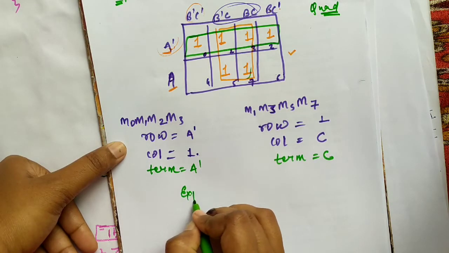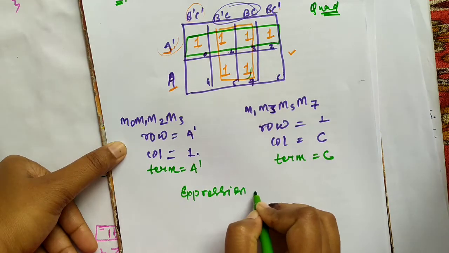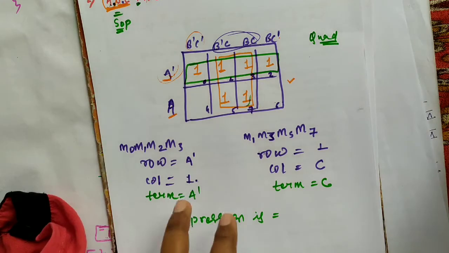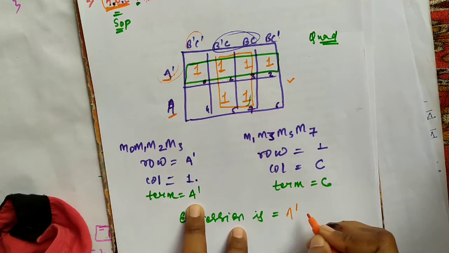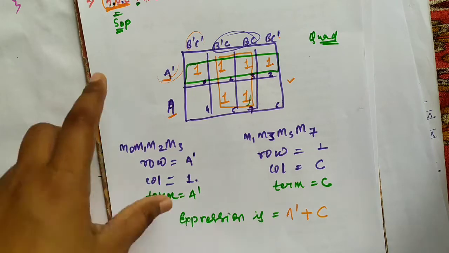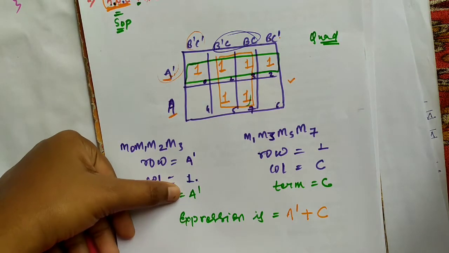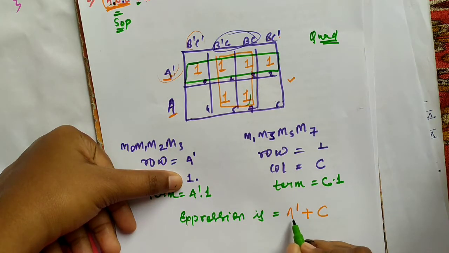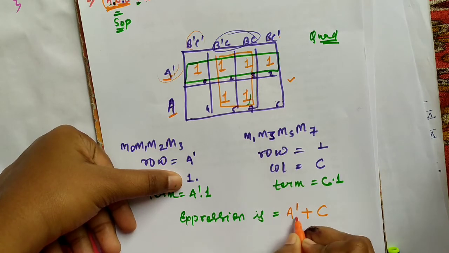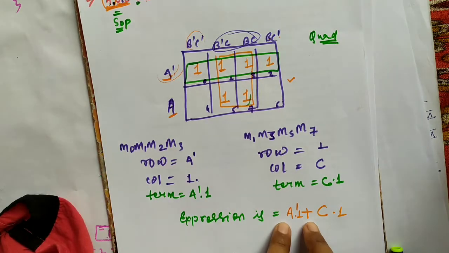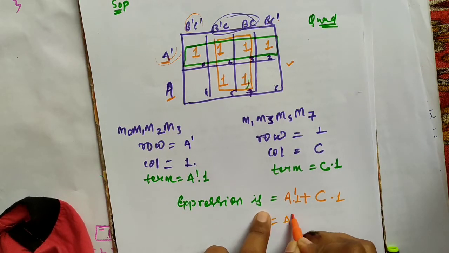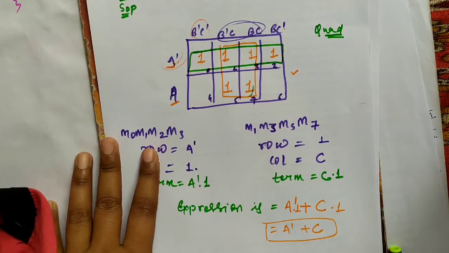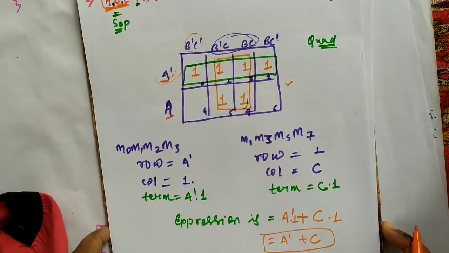So what is the expression? It is in the form of SOP. So after that term we put a plus sign, because it is in the form of SOP. We can also multiply, that means 1 and C with 1. This is the multiplication, and after multiplication there is a sum sign, so this is in SOP. We can also write it like that. This is the expression of SOP for a 3 variable K-map.